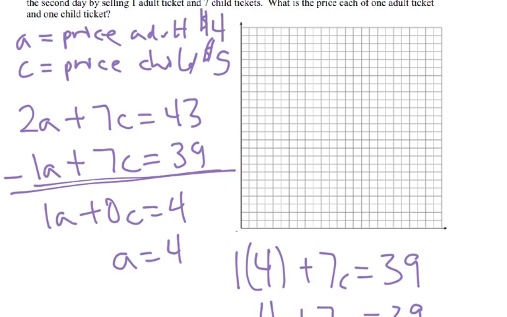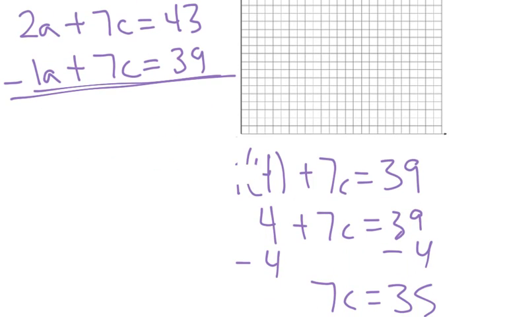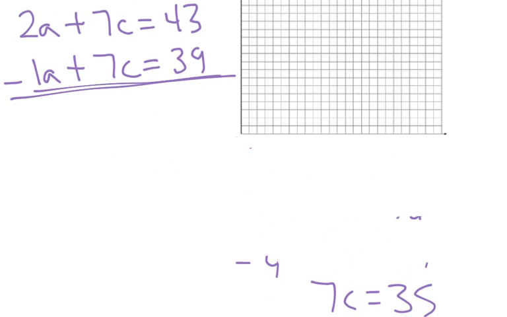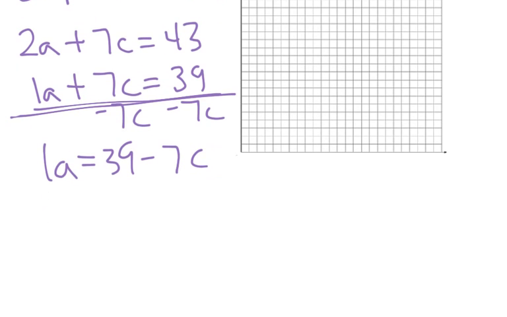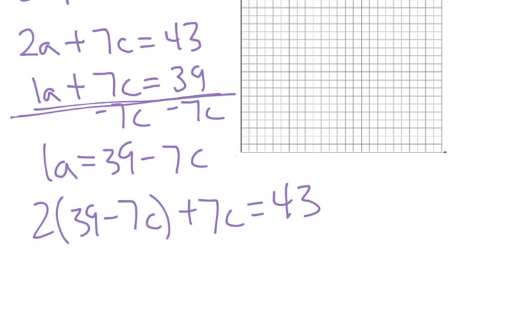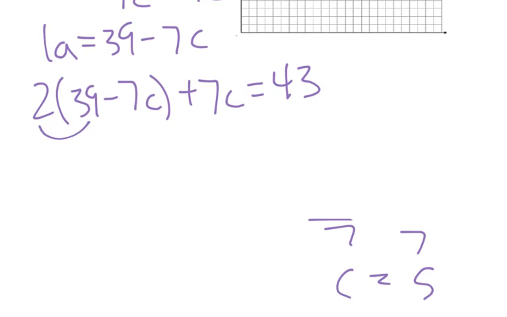The other way, with substitution, because I'll show you all 3, though elimination is the one I would have chosen. Okay? So I could have said, well, this is 1A. I could have subtracted 7C from both sides, and I got 1A equals 39 minus 7C. Then I would have gone 2 times, substituted in, and I would have solved like this.